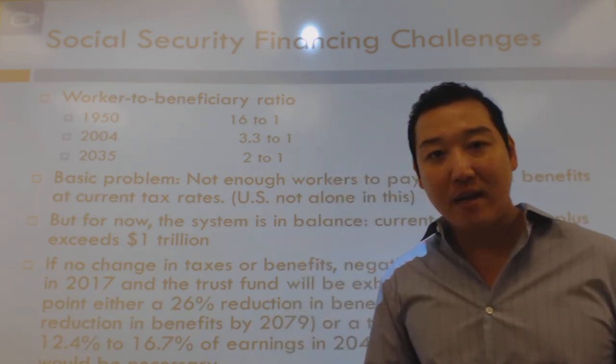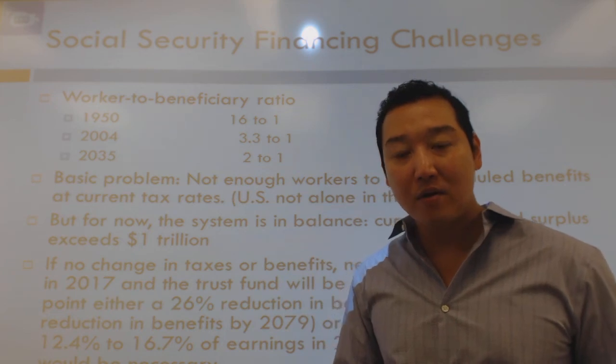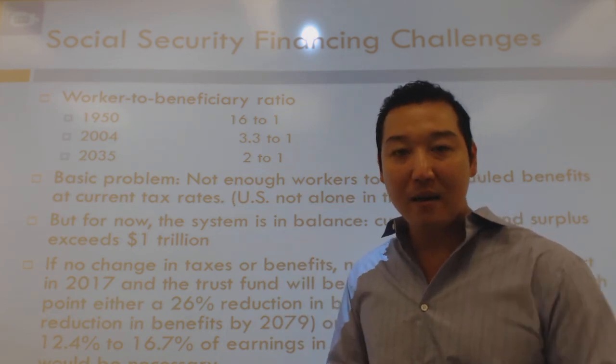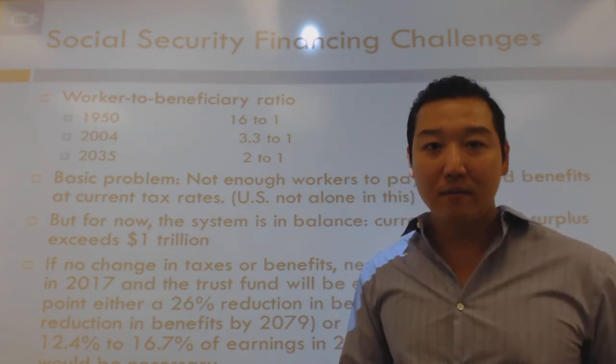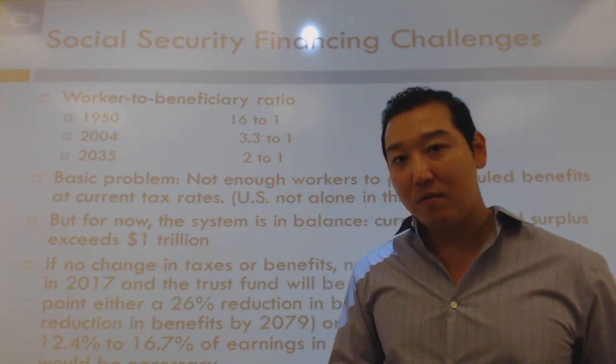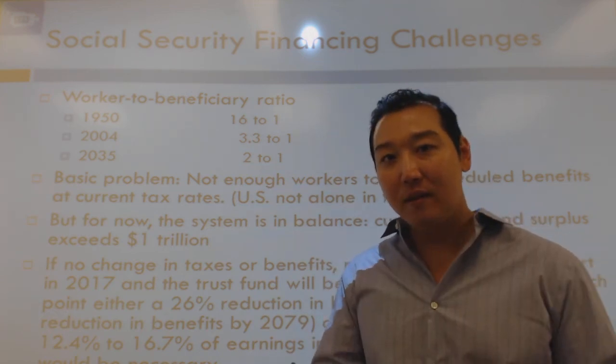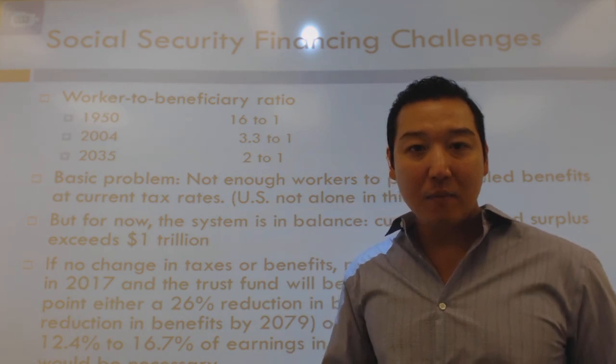The crux of the matter is that we have this diminishing worker to beneficiary ratio, so we have to do something either on the tax side or the benefit side at some point. Okay? As currently existing, the program will be okay.